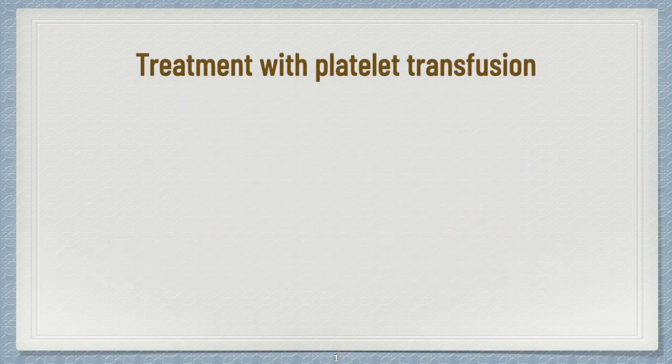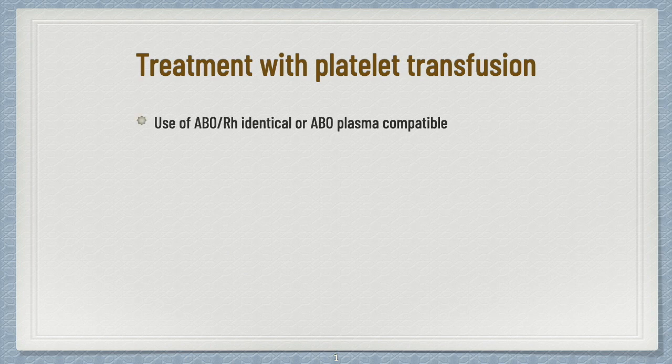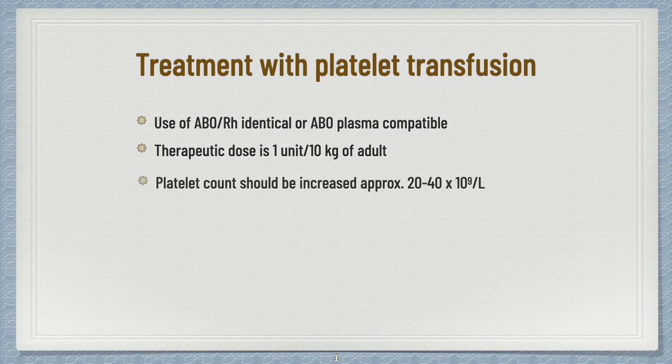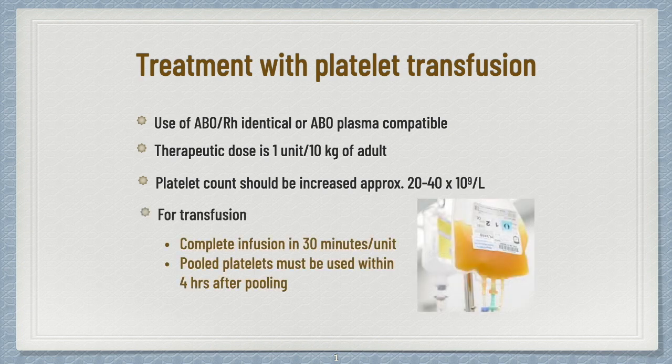Algorithm and criteria for platelet transfusion include use of ABO and Rh identical platelets or plasma compatible. The therapeutic dose is 1 unit per 10 kg body weight in adults. And after 1 unit of transfusion, platelet count should increase about 20 to 40 times 10 to the 9 per liter. Basically, transfusion of 1 unit should be finished in 30 minutes. And in case of pooled platelets transfusion, the unit must be transfused within 4 hours after pooling.